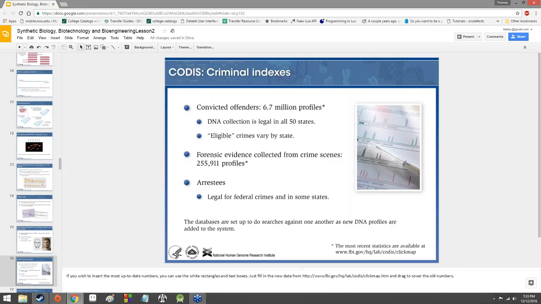Now, forensic evidence collected from crime scenes, about half a million, or a third of a million, quarter of a million, jeez. But again, these numbers could be different. An arrestee is a legal for field, yeah, anyway.